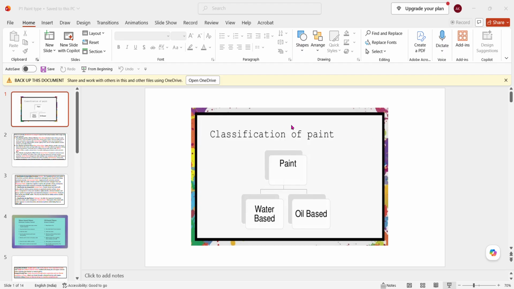There, this matte finish paint can be used. Then satin or eggshell, that is in between the matte and semi-glossy or glossy. So these are the three types of paint available as per the surface finish.